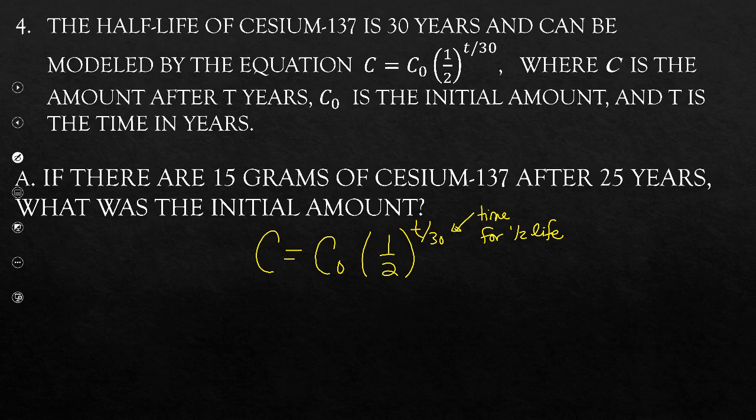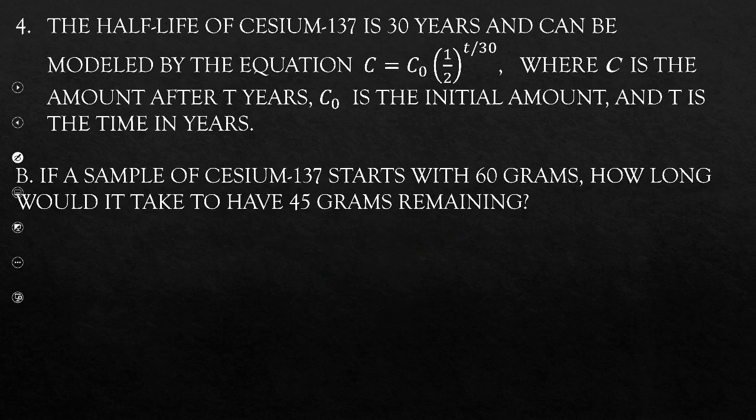And we solved this first one at the beginning, determining our initial amount. And it rounded out to be a decimal. And then we said, hey, it would have been that integer up from there. So using the same problem, same information, now we want to know if the sample starts with 60 grams. So that 60 grams is the initial amount. How long would it take for it to have 45 grams remaining?